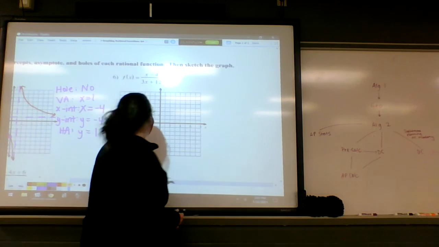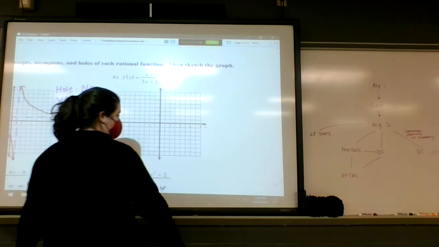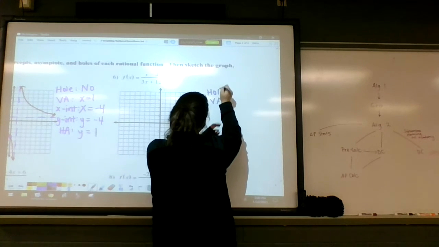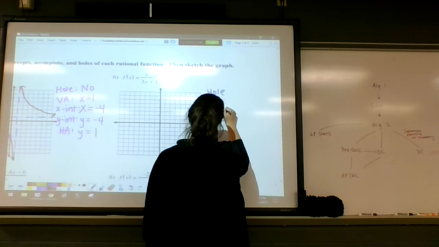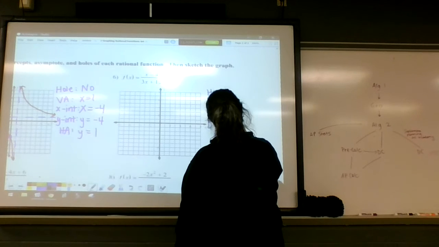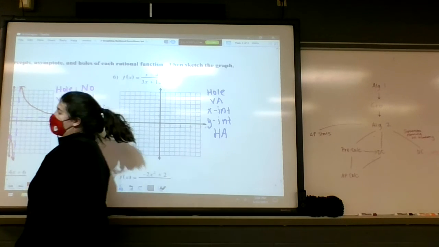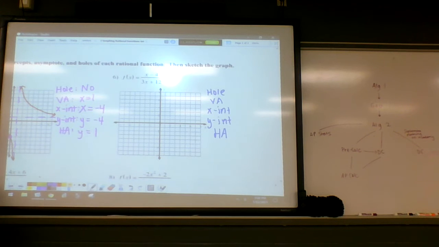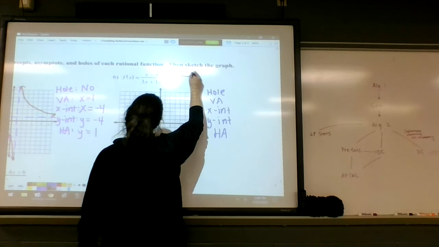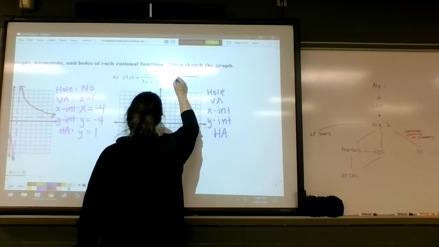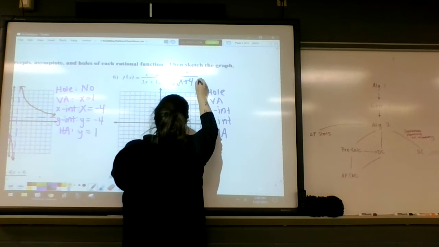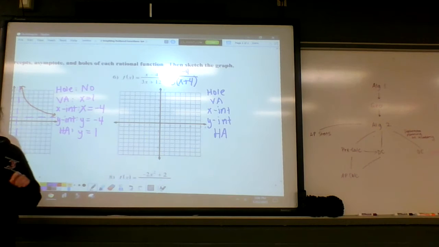All right, let's try number 6. Okay, we need holes, vertical asymptotes, x-intercepts, y-intercepts, and a horizontal asymptote. Do we need to do any factoring? Yeah, just a tad of factoring, right? The denominator has an extra 3, so it'd be x plus 4. 3 times 4 is 12.